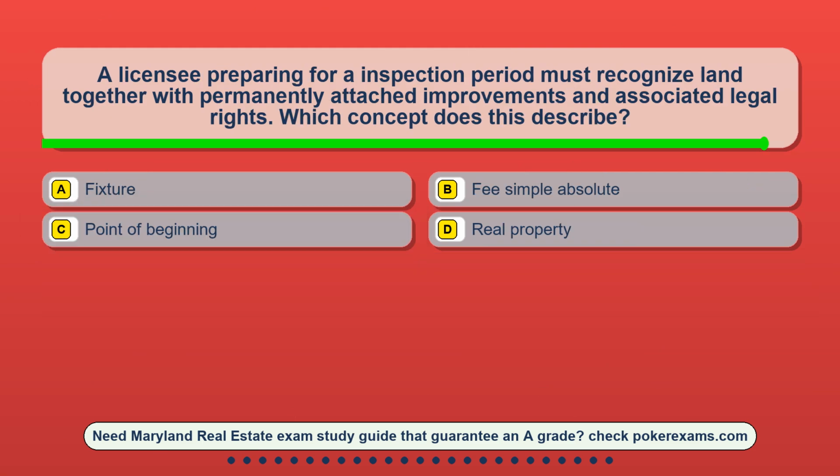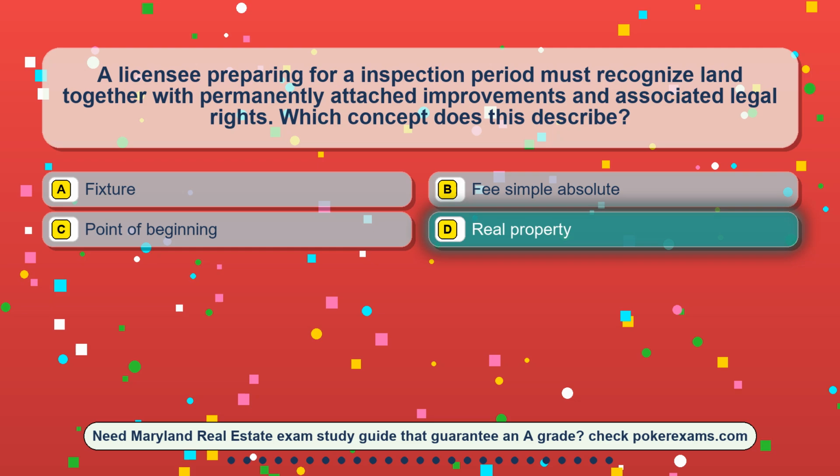Question 8. A licensee preparing for an inspection period must recognize land together with permanently attached improvements and associated legal rights. Which concept does this describe? Option A, fixture. Option B, fee simple absolute. Option C, point of beginning. Option D, real property.